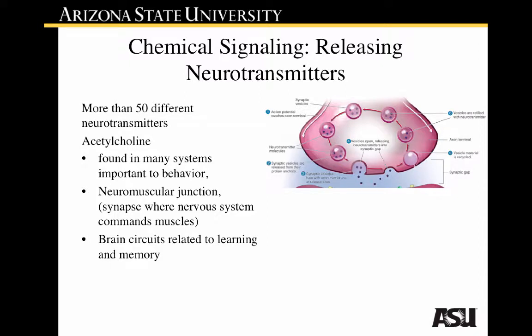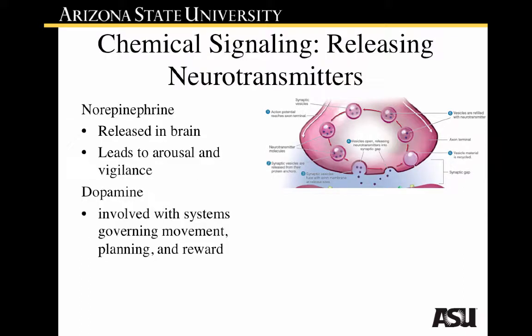There's more than 50 kinds of neurotransmitters identified so far, anyway. One of the most common and critical is acetylcholine, which is found in lots of systems and important for all kinds of behavior. But there's many others, and we'll probably get a chance to talk about some of those.